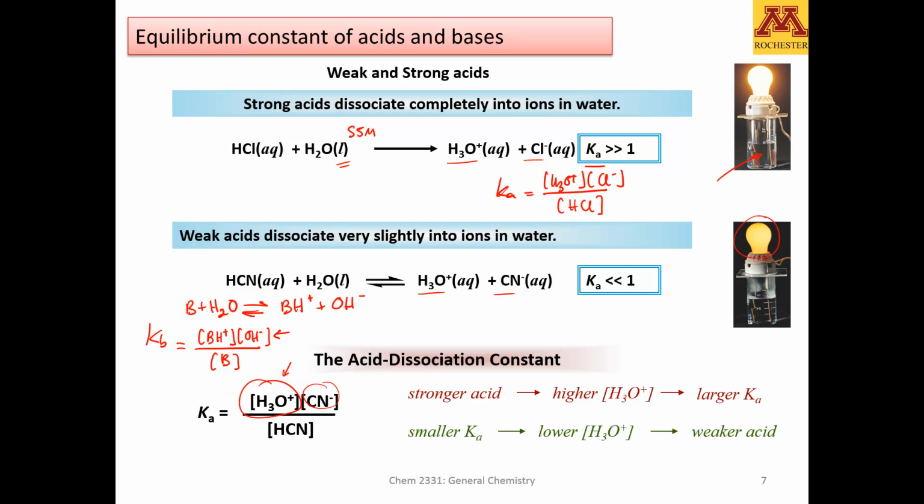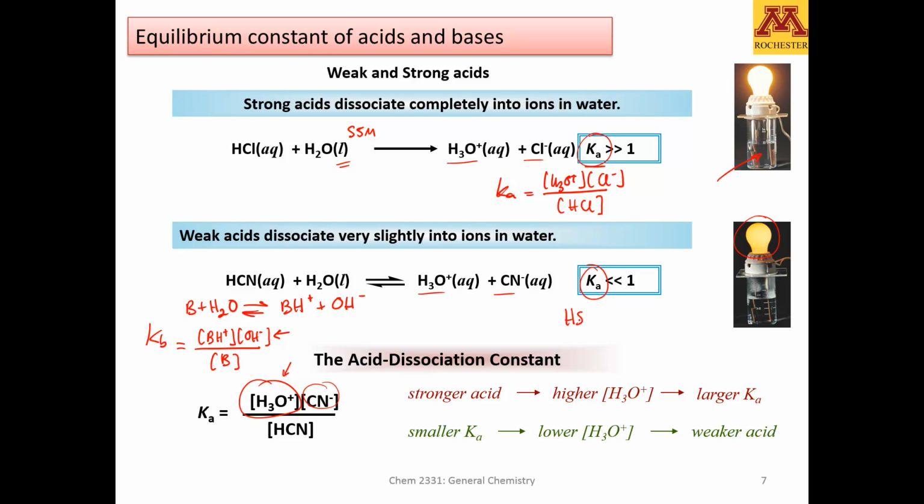Needless to say, the stronger acid will have a larger Ka and therefore a higher concentration of hydronium ions in solution. A smaller Ka will be a weaker acid, and it will have a lower concentration of H3O+. What is the range of a strong acid or a weak acid? Typically, if a Ka is much larger than 1, we will talk about a strong acid. If it is much smaller than 1, we will talk about a weak acid. If the Ka is around 1, we will still be talking about a strong acid.